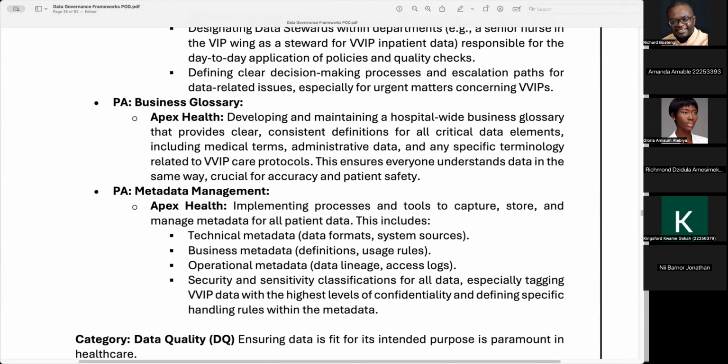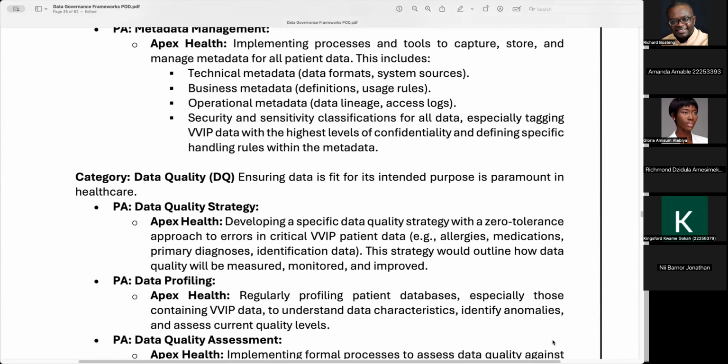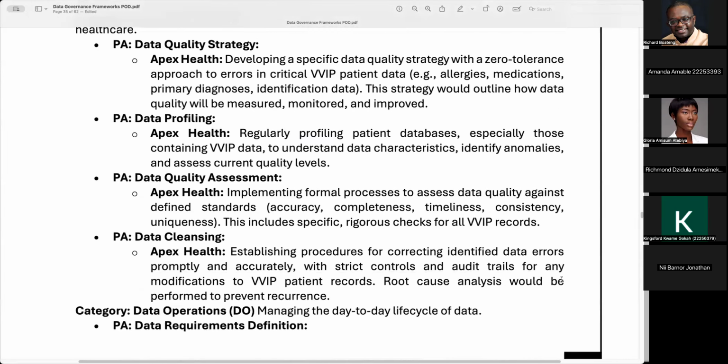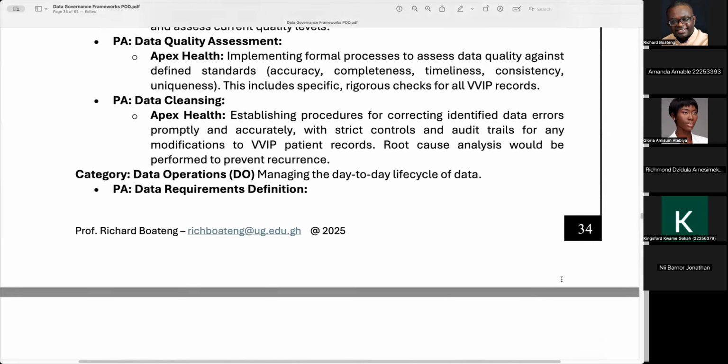That's covered by PAs like data profiling, regularly analyzing databases, especially those holding VVIP data, to understand data characteristics and identify anomalies; data quality assessment, formal processes for measuring data quality against defined standards involving rigorous checks and validation for VVIP records; and data cleansing, defined procedures for correcting identified errors, ensuring corrections are prompt, accurate, and subject to strict controls and audits, especially for any changes made to VVIP data, along with root cause analysis to prevent recurrence.